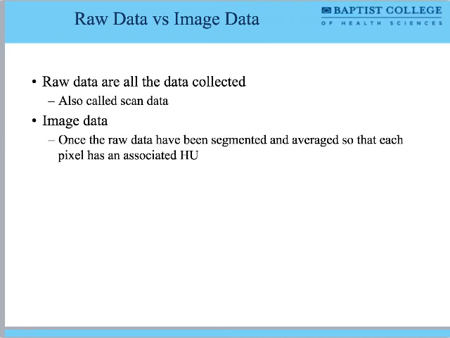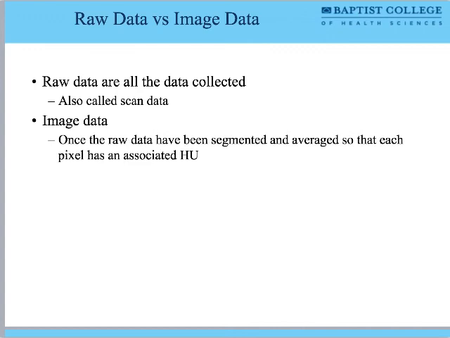So raw data is all that data that's collected. Sometimes it's also called scan data, just for added confusion, right? I think that Siemens calls it a histogram or a scanogram. It's raw data. Siemens is cool in that it actually has an image of what the raw data looks like, which is just kind of interesting to look at. I have no clue what I'm seeing, but it really does look like a tornado.